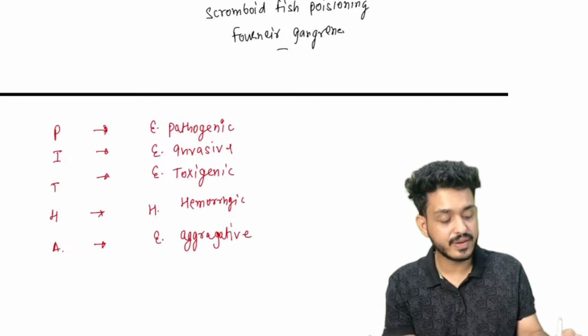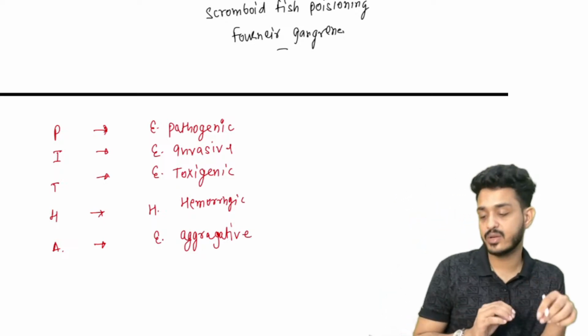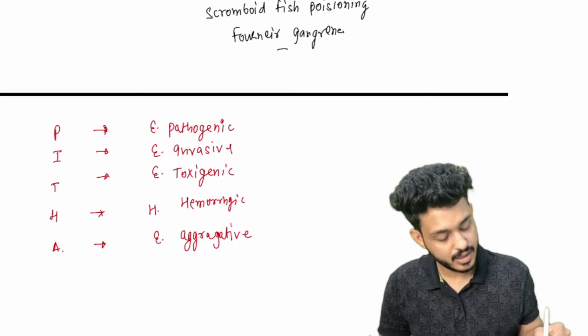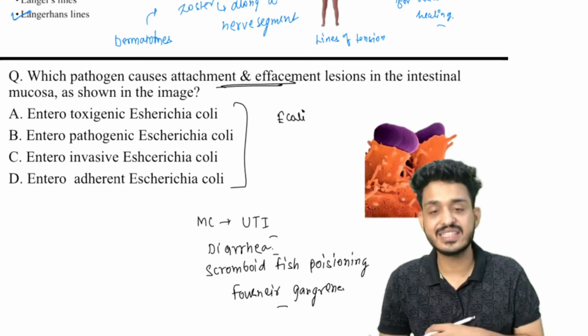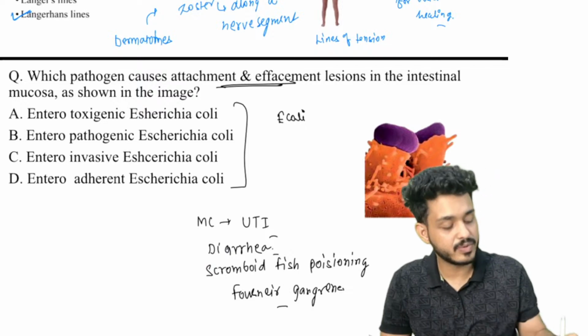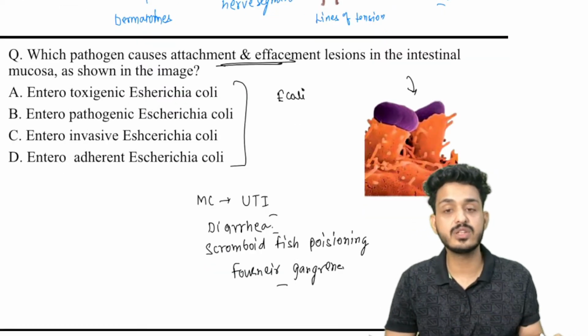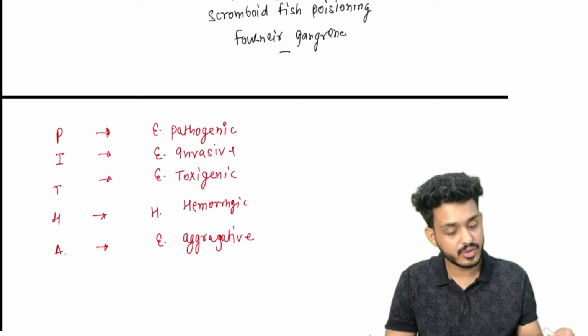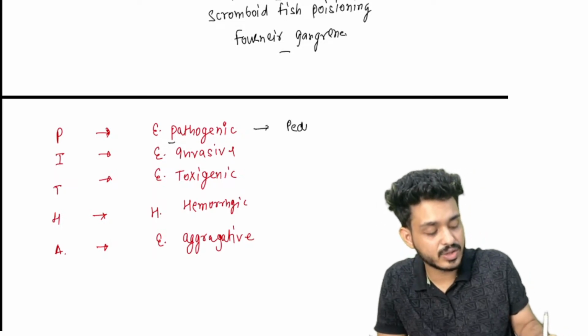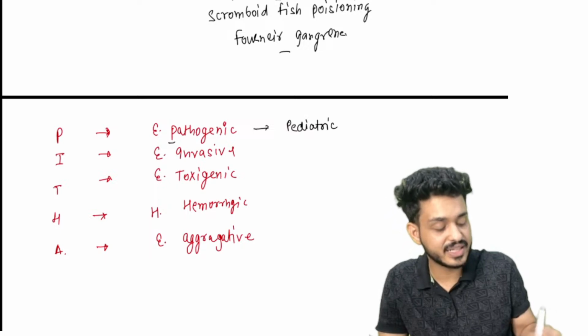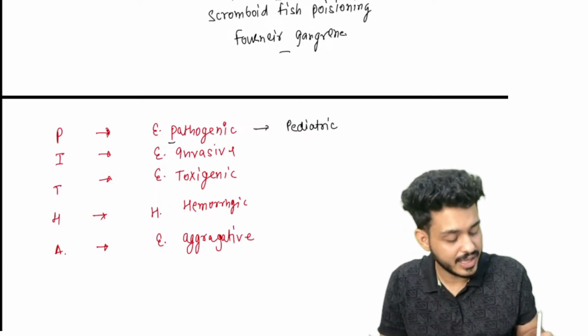Okay, what are the different diseases that are caused by these particular types of E. coli? I am asking, attachment and effacement type of lesions in the submucosa are seen with which type of E. coli? Okay, try to answer. Enteropathogenic, just remember P for pathogenic, it will be causing diarrhea in the pediatric age group patient.